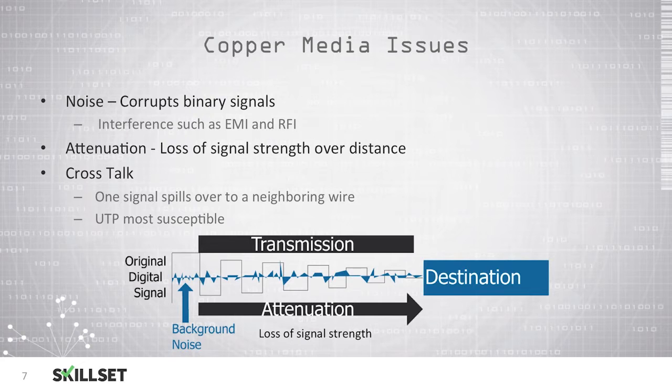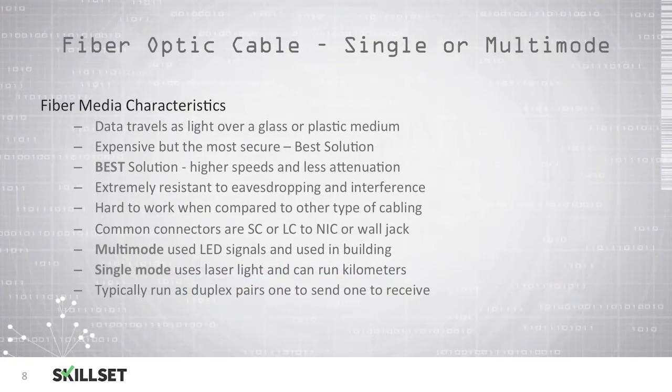Attenuation causes us to lose signal strength as we move over significant distances, and this is why we do not use twisted pair cabling in lengths longer than 100 meters. We also have to worry about crosstalk, where one signal is spilling over into a neighboring wire. The most susceptible cabling for this problem is unshielded twisted pair, and with shielded twisted pair you have much less chance of crosstalk occurring. Fiber optic cable is a significant improvement over both twisted pair and coax cabling.